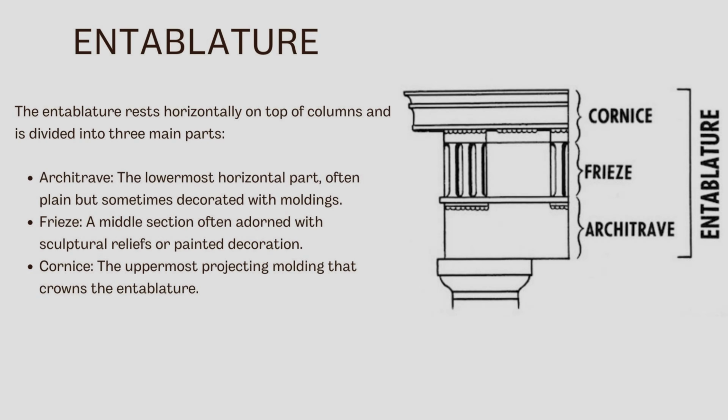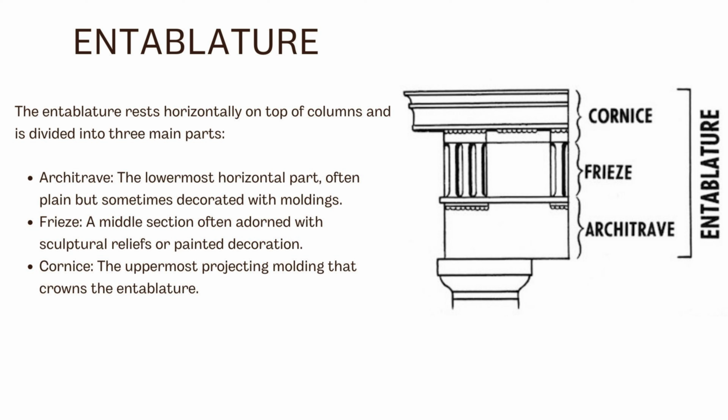Second is the entablature. The entablature rests horizontally on top of columns and is divided into three main parts: architrave, frieze, and cornice. The architrave is the lowermost horizontal part, often plain but sometimes decorated with moldings. The frieze is a middle section often adorned with sculptural relief or painted decoration. And the cornice is the uppermost projecting molding that crowns the entablature.